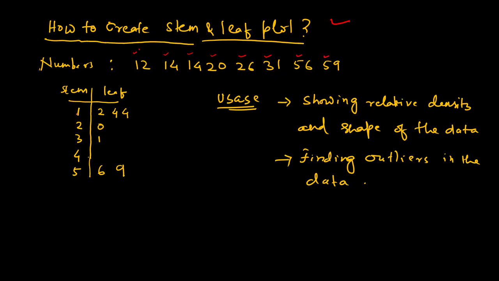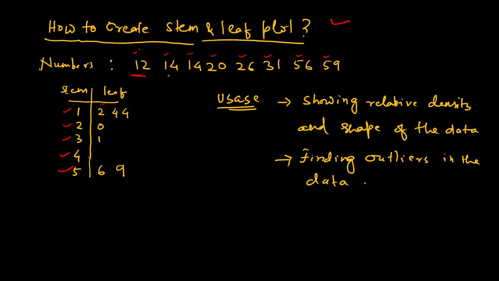So we put these numbers and call them the stem: 1, 2, 3, 4 and 5. Remember that we do not have a 4, but still we need to put 4. We cannot have a gap. Then against 1, how many numbers are there? In 12 you have 1 and 2, so in the leaf portion I put 2.